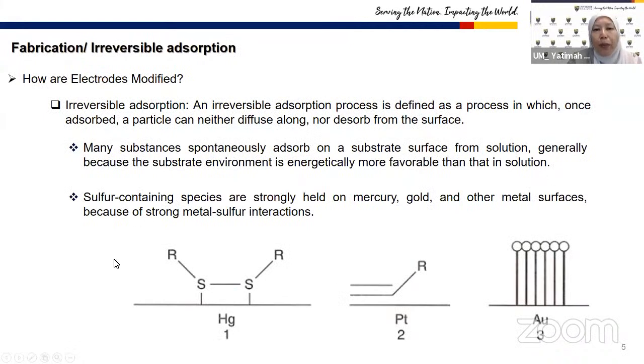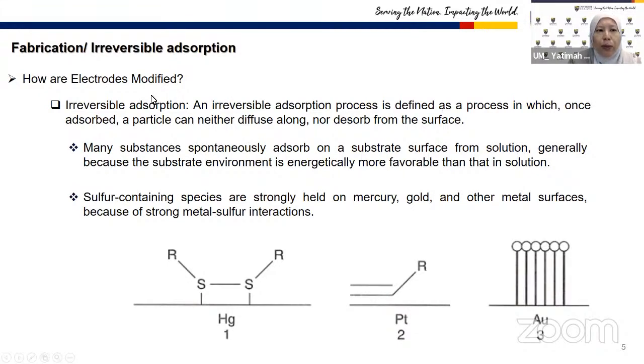So let's go one by one, looking into the example, because we know that when we talk about monolayer, this is the most challenging. You want to make sure that the monolayer is just one layer of electroactive materials being deposited on top of the substrate. One way to form it, as I mentioned, is using irreversible absorption. It's actually a non-reversible process.